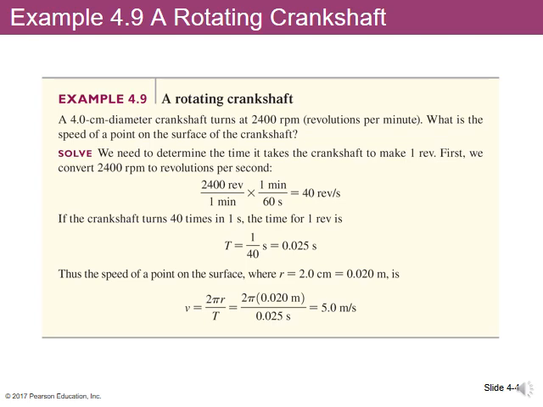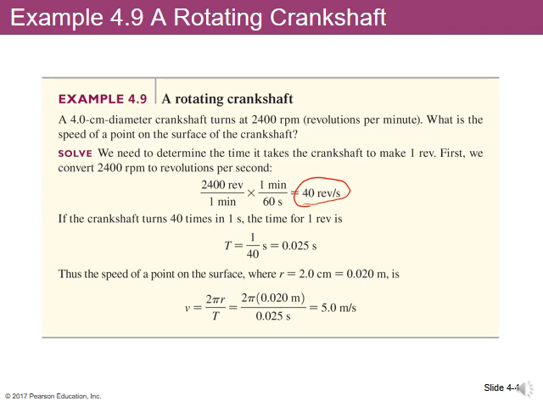Let's see if we can figure out how to determine the speed of a point on the surface of the crankshaft. Well, the first thing we need to do, if we want to know the speed in meters per second, is take that revolutions per minute and convert it to revolutions per second. Because then we can use that to figure out how fast the object on the edge is moving in meters per second. So to do that, all we need to know is that there are 60 seconds in 1 minute. So we multiply 2400 revolutions per minute times 1 minute over 60 seconds, and you get that that's equal to 40 revolutions per second.